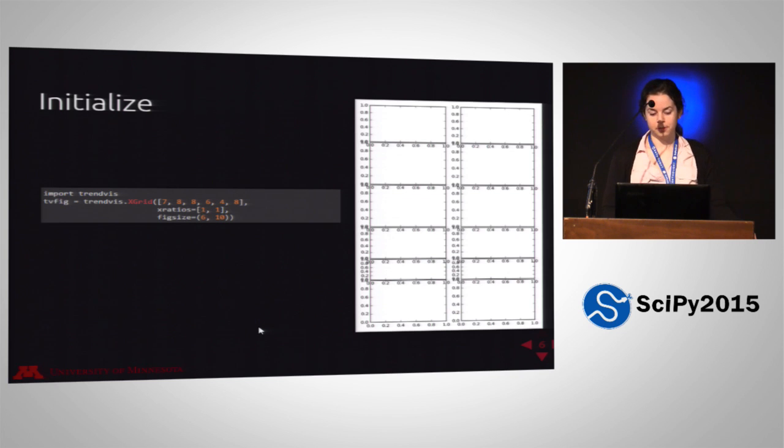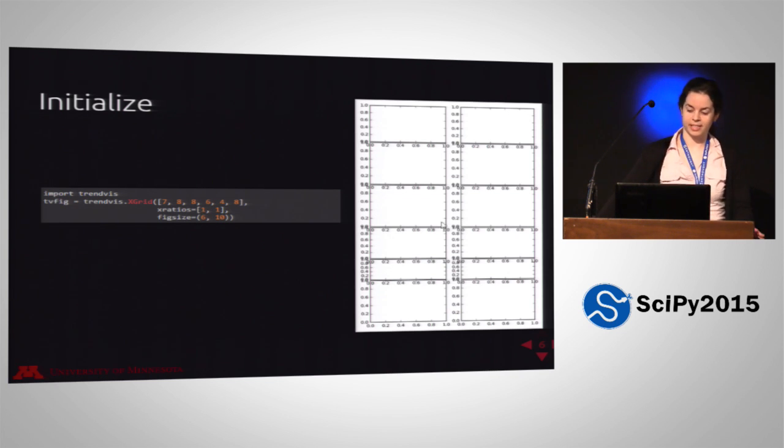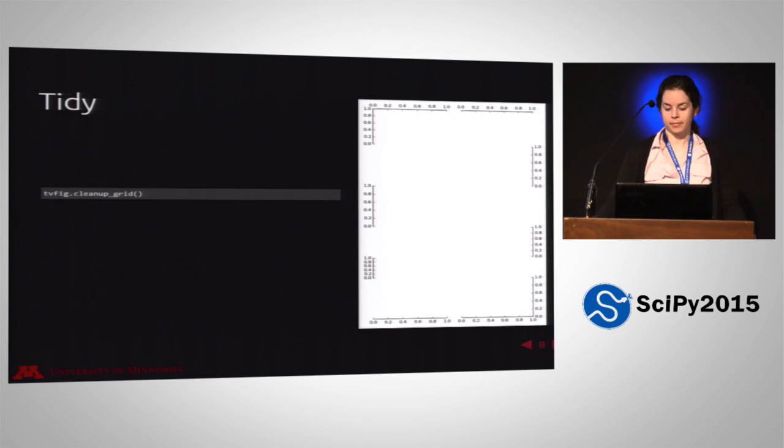Okay, so when you first initialize a TrendVis figure, it doesn't look very special. It's basically just a grid of axes. The magic really happens when we call cleanup_grid. So this removes all of the unnecessary axis spines. And it does that by cycling through a couple lists, one that controls the distribution of these y spines, and then one that controls where you see your x-axis spines.